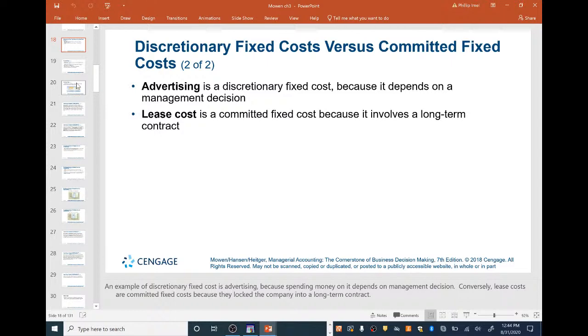What about a lease cost, on the other hand? Isn't that a great example of a committed fixed cost? Think about it, because if we sign a lease, we have a contract, right? So we, as the lessee, have a contract with the lessor. We're not getting out of that, right? Unless we would sublease it to someone else. So we're committed to this. It involves a long-term contract, and it's a fixed amount no matter what. It's the same payment every time, and we can't change that unless we sublease it, okay?